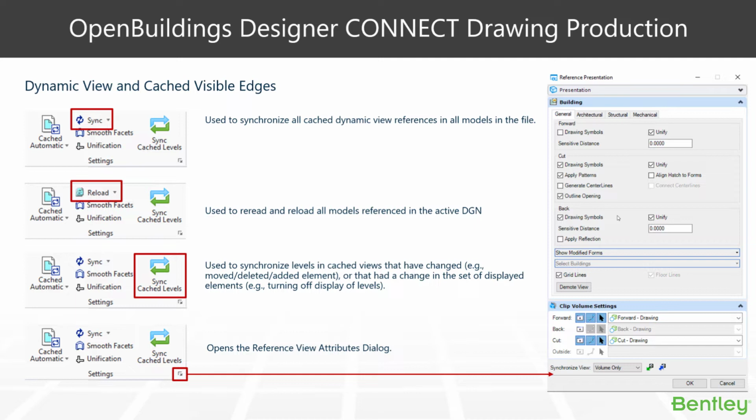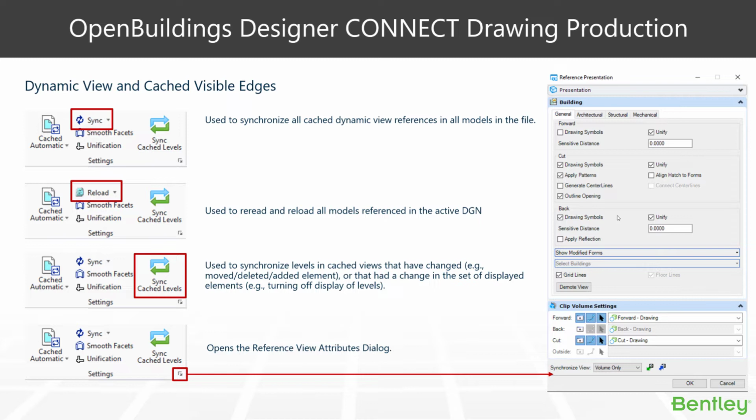Often we'll need to also synchronize our cache levels. So if someone is away in your model and designing away and adding new elements, which in turn are creating new levels, those levels need to appear in your drawing models in order to host the elements. So therefore, we can use the sync cached levels button if that needs to occur. So the levels are in sync in your drawing model with what is contained inside your composition model or the models that reference that.